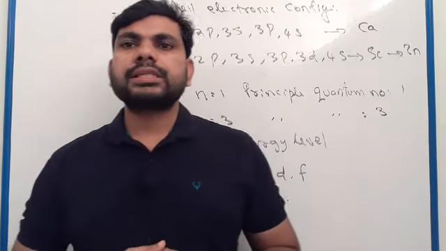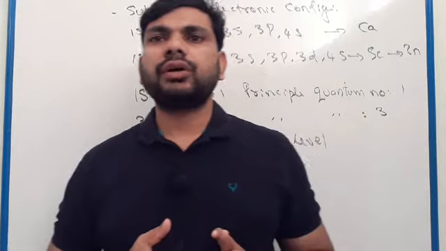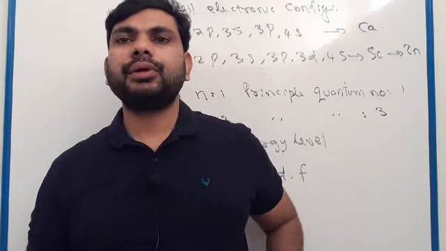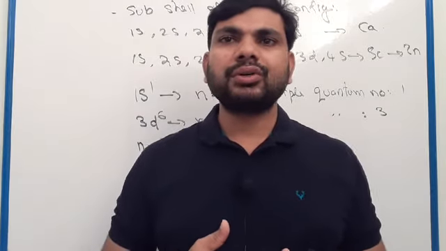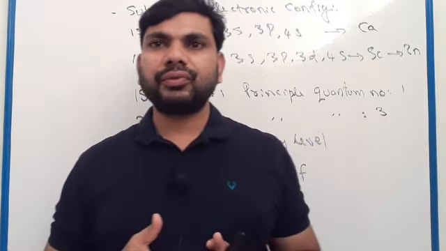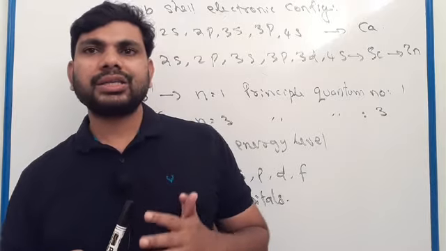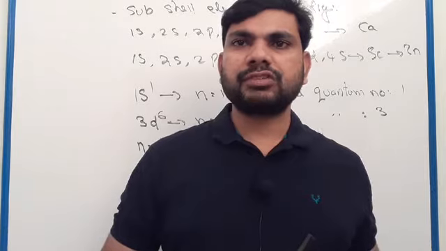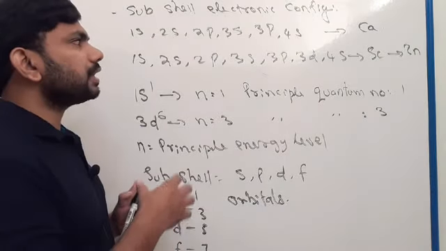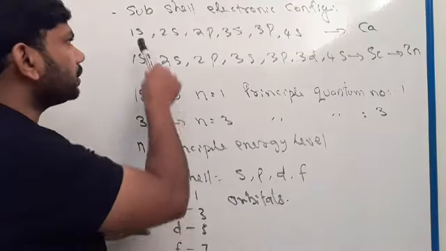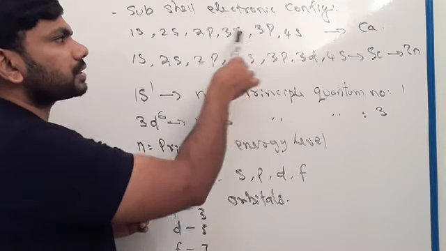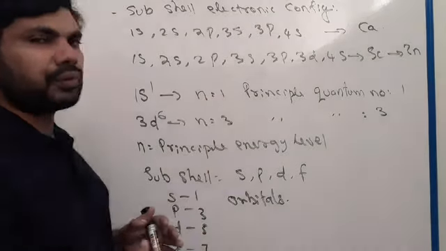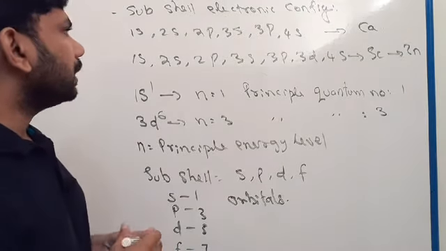Next, we have to discuss subshell electronic configuration and the periodic table. We know subshell electronic configuration. Here subshells are arranged according to their energy: 1s, 2s, 2p, 3s, 3p, 4s, etc. Up to calcium we write like this: 3s, 3p, 4s.